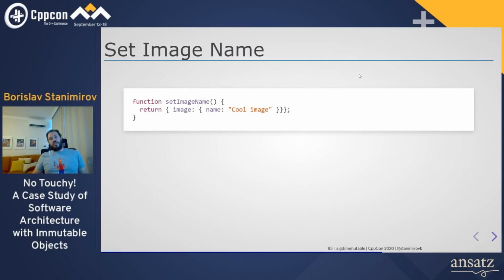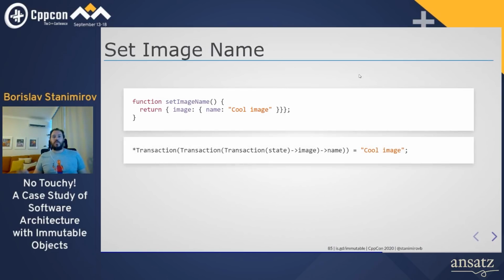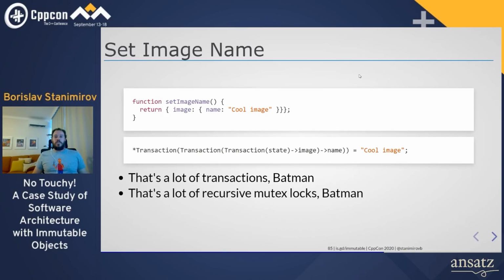So in JavaScript, we had the set image name function, and we set the image name to some cool image. And what do we do now? We have transaction of transaction of transaction, transaction of the name of the image of the state equals cool image. And that's a lot of transactions, so it's not really nice to write. Okay, but we can live with this. But each transaction, if you remember, does a mutex lock. So that's 3, as I see it, recursive mutex locks, which is again not necessarily terrible.